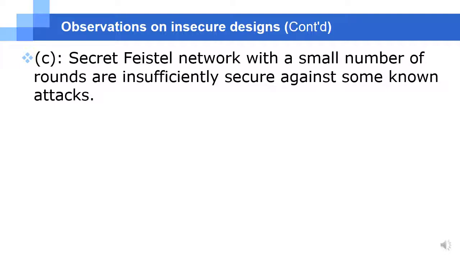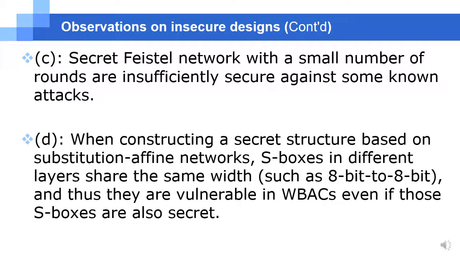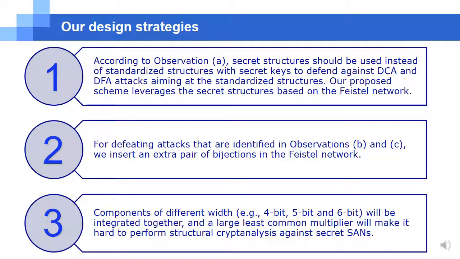Observation C. Secret physical network with a small number of rounds are insufficiently secure against some known attacks. Observation D. When constructing a secret structure based on substitution-affine networks, S-boxes in different layers share the same width, such as 8-bit to 8-bit, and thus they are vulnerable in white box attack contexts, even if those S-boxes are also secret. Motivated by the above observations, we propose the following design strategies for our new scheme.